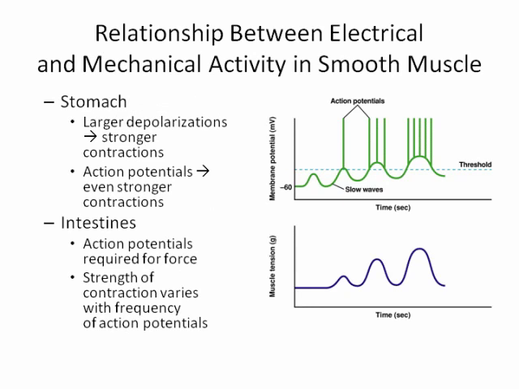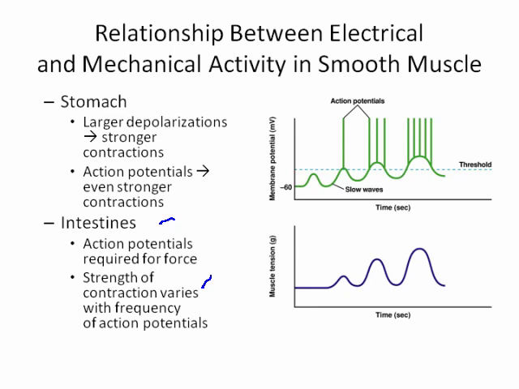So let's look at the relationship between the electrical discharge of the system and the mechanical events. So in the stomach, larger depolarizations produce stronger contractions, which makes sense. And then the action potentials that ride on top of this basic electrical rhythm provide even stronger contractions. In the intestines, the action potentials are required for the force of contraction. So it's not only important what this basic electrical rhythm is, but also how many action potentials are produced in both cases to produce stronger contractions.